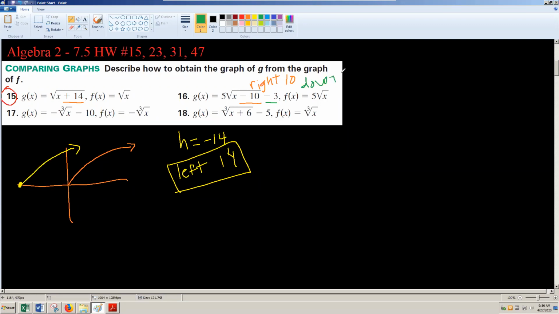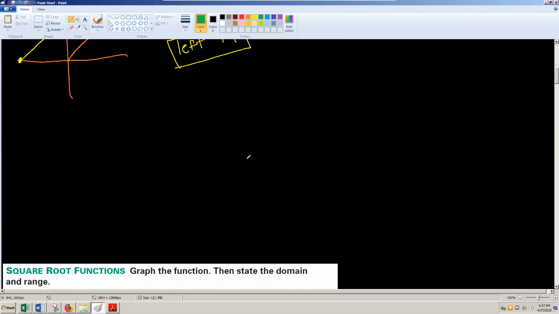down 3. In terms of this one here, I have a negative sitting out in front. Okay, cool. This has a negative 10 on the outside. This does not. So this would be going down 10. And then last but not least, I have the 6 and 5. Here the 6 is going to go left 6, and this is going to go down 5. So just showing you a few different ones there.